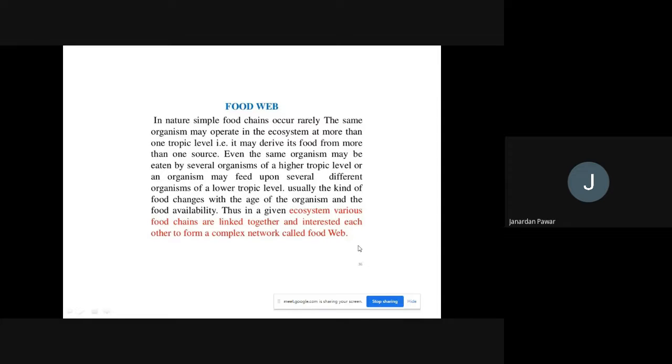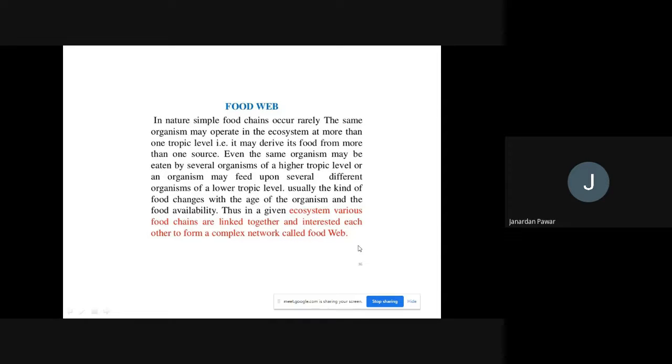This last paragraph that I have marked in red color is very important, and from that we can understand the concept of food web. Thus, in a given ecosystem, various food chains are linked together and interlinked with each other to form a complex network called a food web. Web is nothing but what? A network. Network of what? Information. A complex network of information is called a web, as we use on the internet, or the internet is also a web.